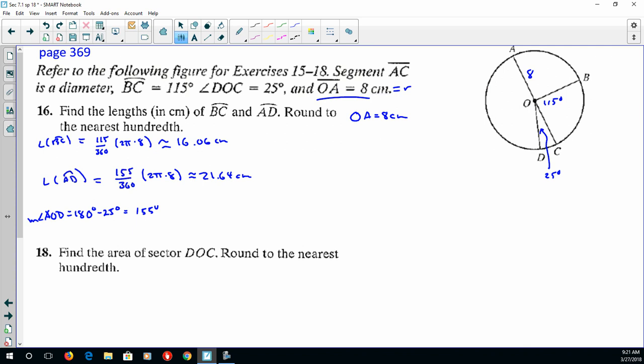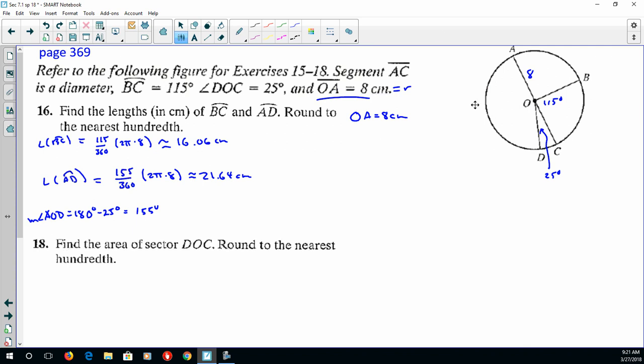Okay, now let's find the area of this little bitty piece of pie, this little bitty wedge. The area of the sector is going to be the angle divided by the angle of the whole circle, times the area of the whole circle, which is pi r squared. Punch that into your calculator and round it off. 13.96 square centimeters. Okay, pretty straightforward stuff there.